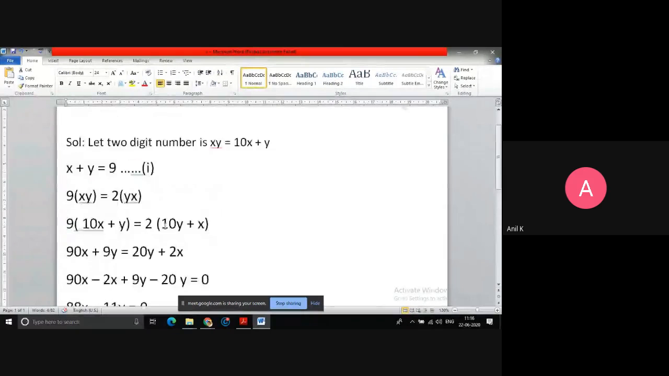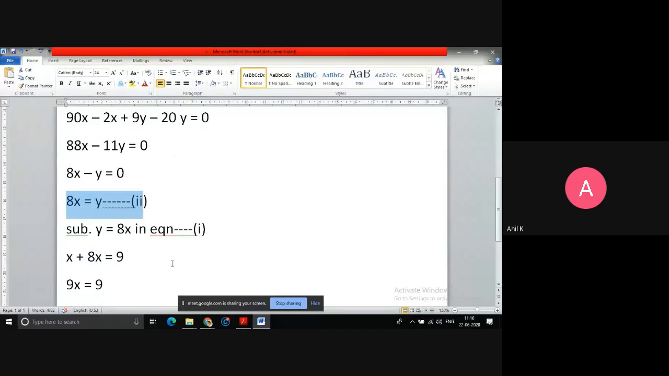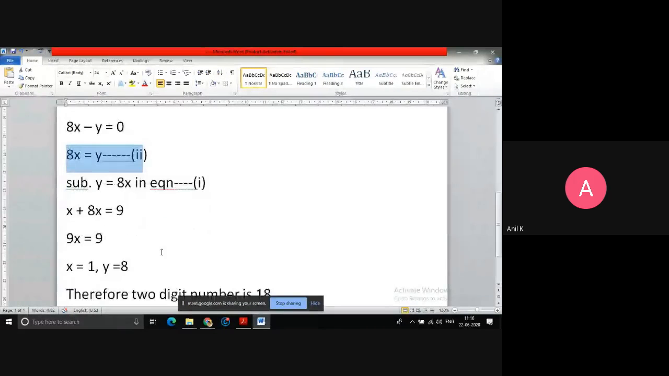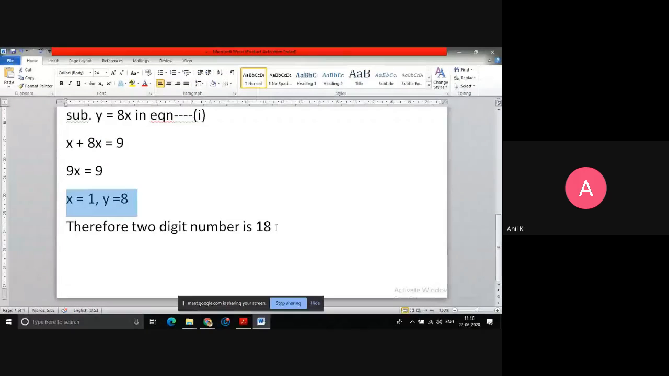Once you get the linear equations in two variables, equation 1 I got here, equation 2 I got here. Now you can use any method: substitution, elimination, cross multiplication, any method. I prefer the substitution method. Substitute y equals 8x in equation number 1. Equation number 1 is x plus y equals 9. x plus 8x equals 9. Then you get the x value and y value. Therefore the required number is 18.